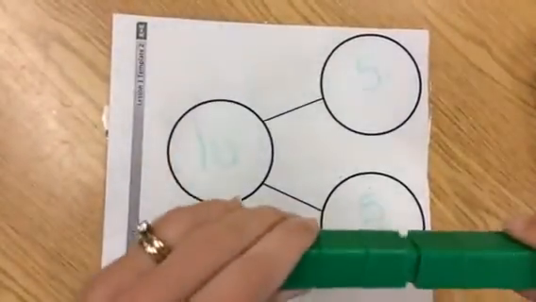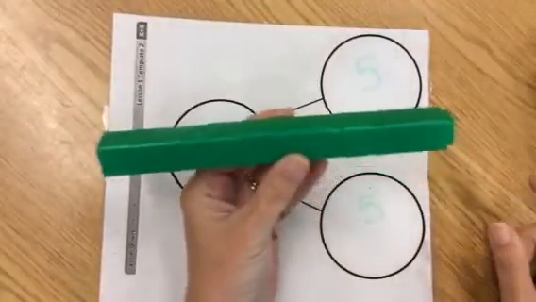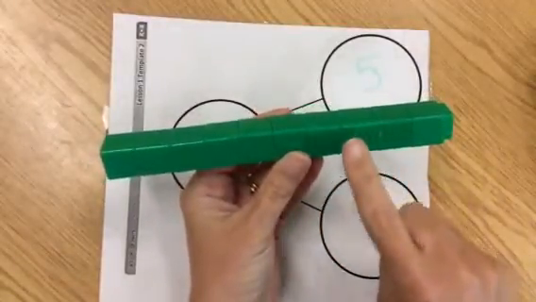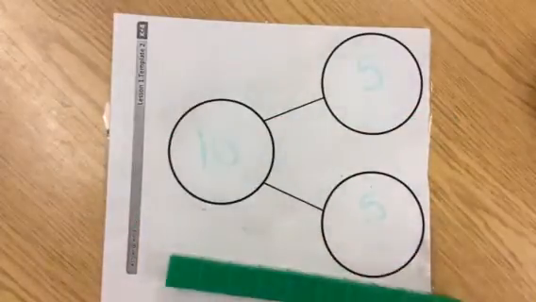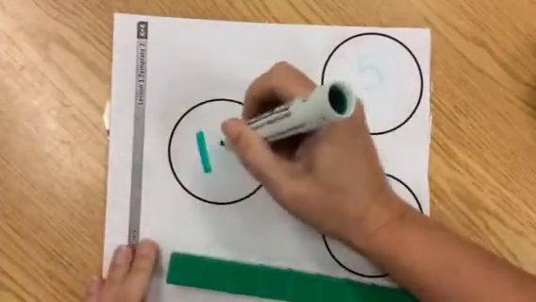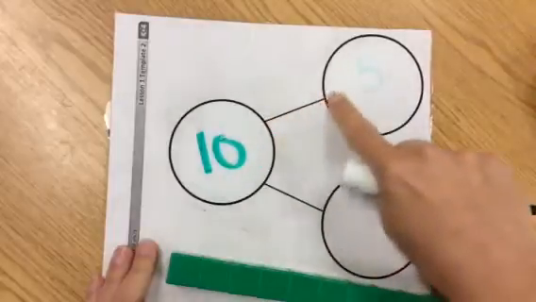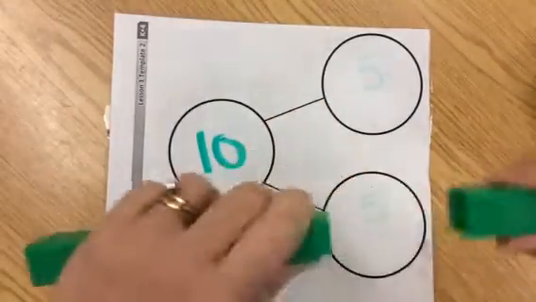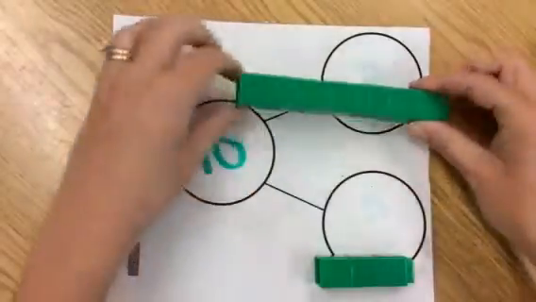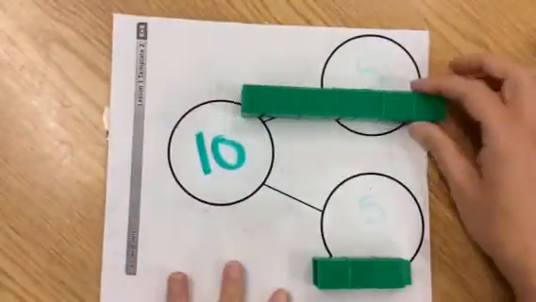So let's see how much my whole is, or how much I'm starting with. 1, 2, 3, 4, 5, 6, 7, 8, 9, 10. So I know that's going to go here. And I see it's being broken into two parts. So I'm going to break this into two parts. And I'm going to put them there.